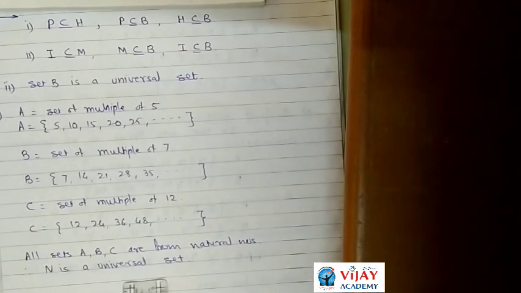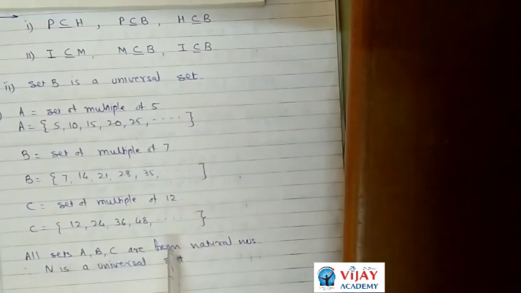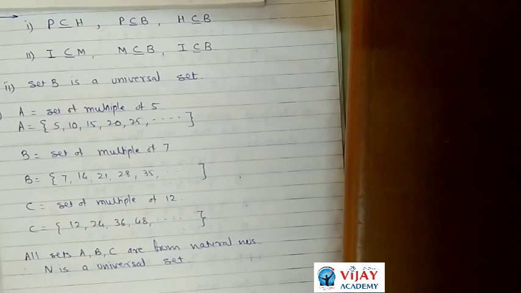Actually this is an open-ended question, and in case of open-ended questions we can write any type of set. As you know, natural numbers are a subset of whole numbers, whole numbers are a subset of integers, integers are also a subset of rational numbers. So we can take the universal set as W as well as I as well as Q also.